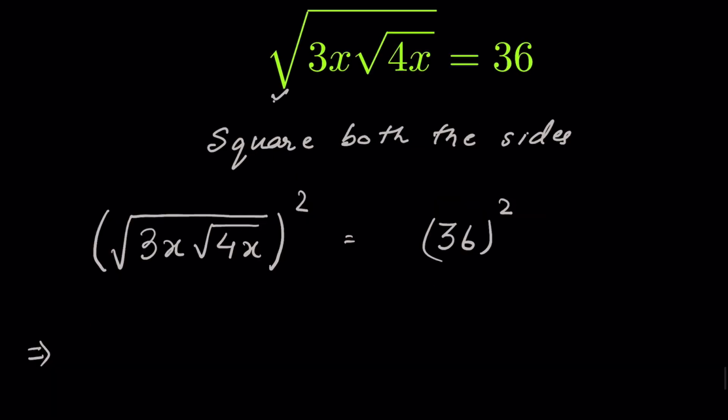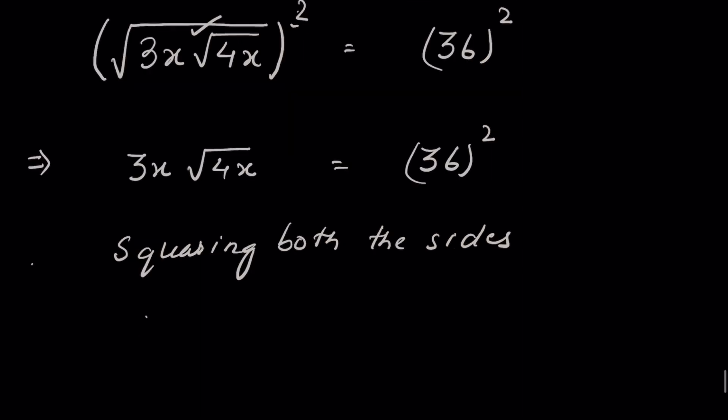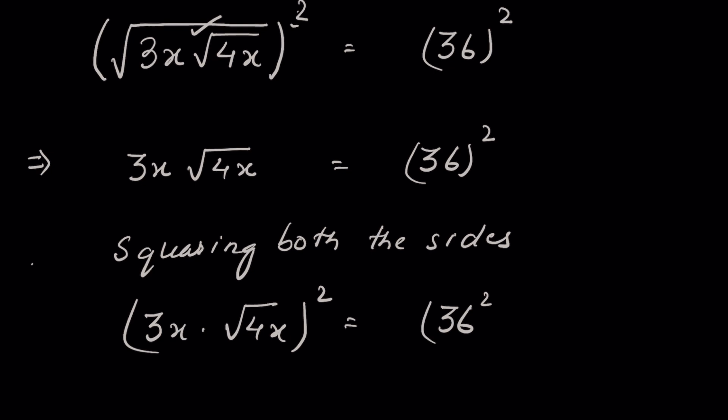So we square it, and this side also, 36 squared. Now this square will remove this square root, so it will be 3x times square root of 4x is equal to 36 squared. Again, let's square both the sides. 3x times square root of 4x, we square it, and then 36 squared is again squared.